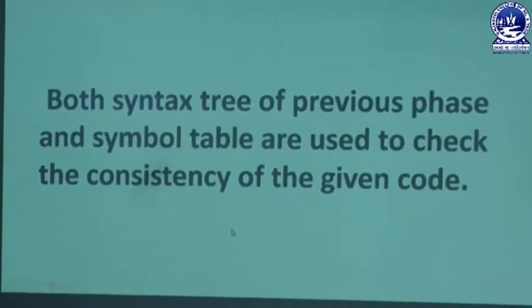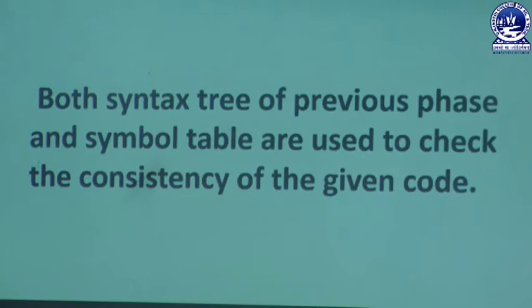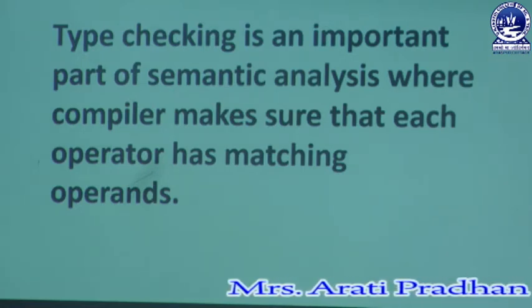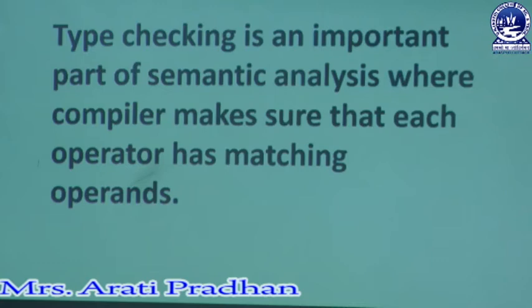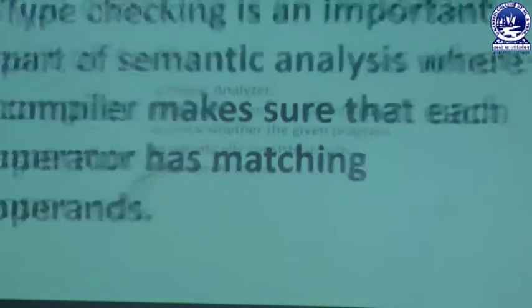Both the syntax tree of the previous phase and the symbol table are used to check the consistency of the given code. Type checking is an important part of semantic analysis. In the previous class also we discussed the meaning of type checking, which is one responsibility of the symbol table. Here also in semantic analysis, type checking is considered an important aspect. In type checking, the compiler makes sure that each operator has matching operands.